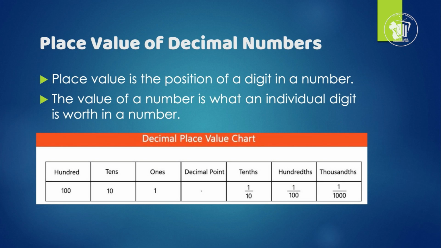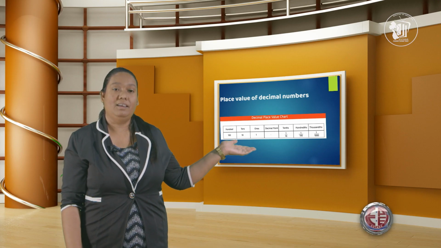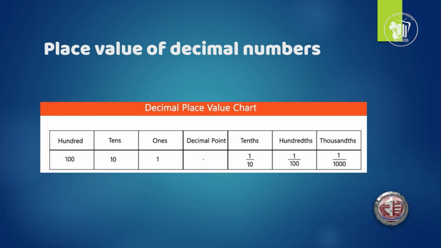All right, so if you look on the table there, you're going to see after the decimal point, terms such as tenths, hundredths, and thousandths. Let us explore the meaning of these terms. Let's start off with the tenths term. What do we mean by tenths? Well, a tenth is actually one part in 10 equal parts.